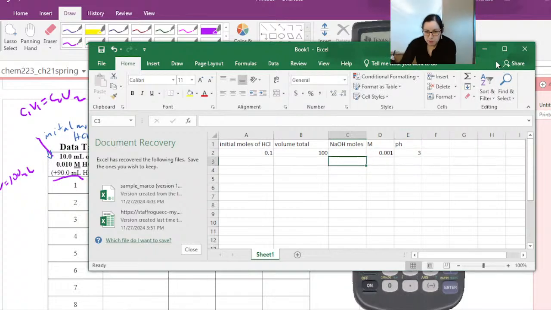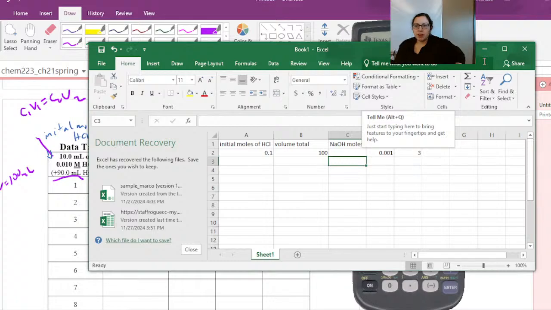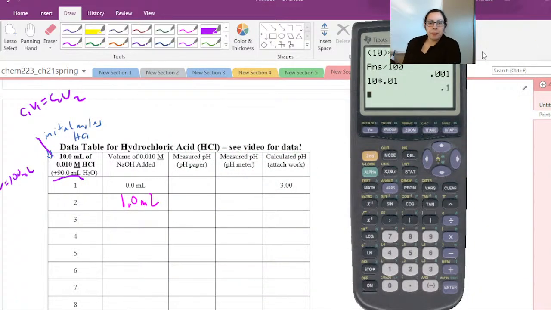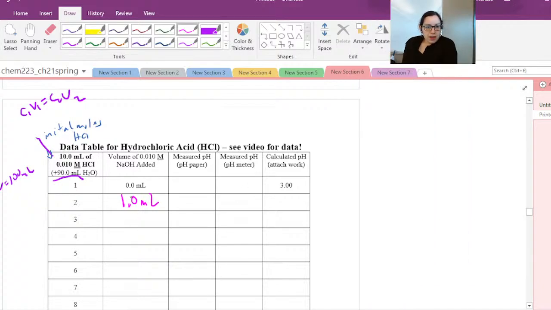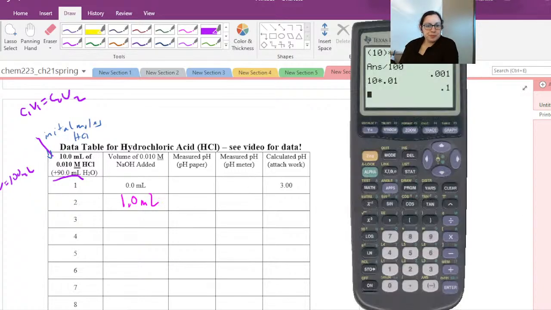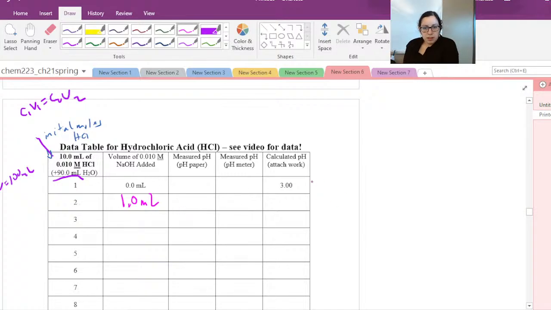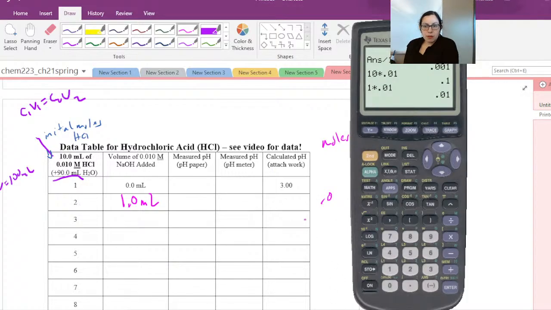So again, I don't want to spend forever setting it up, but now let's go through kind of our calculation of what we have to do. So if we added 1 mil, again, we just need to do the reaction. So 1 times 0.01. So we added 0.01 moles. And so again, right, we need a moles of NaOH added. So 0.01.